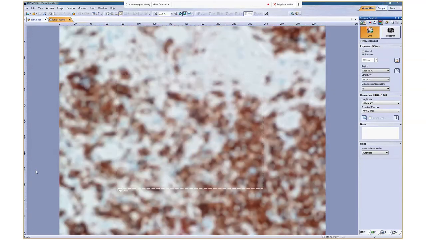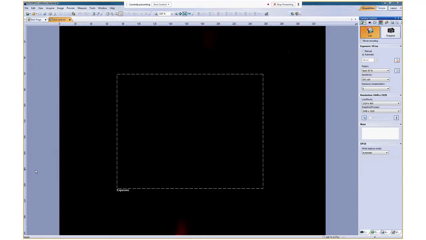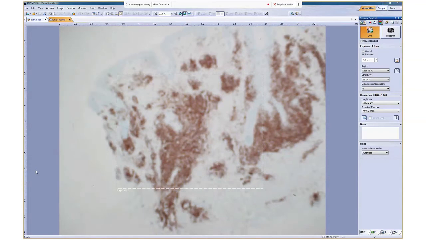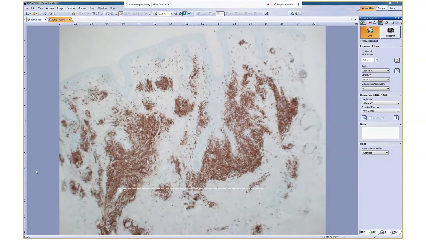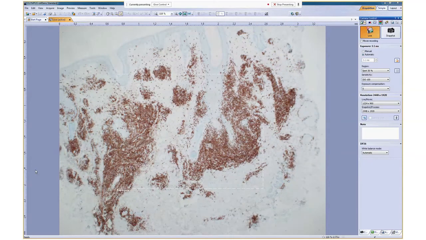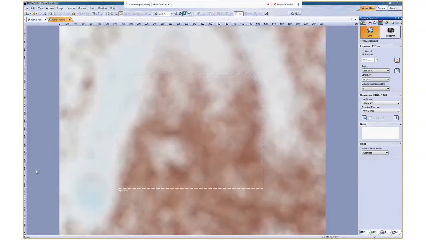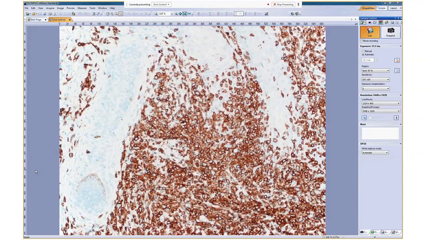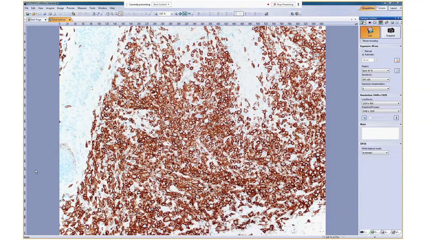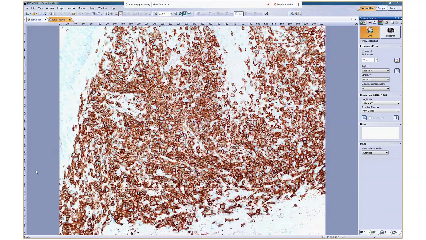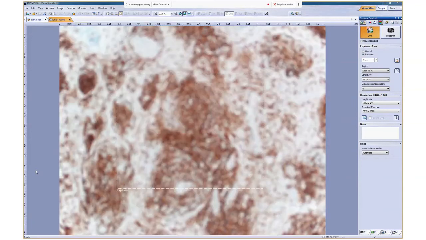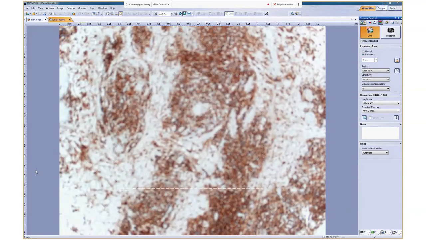And CD5 is also positive to a similar degree. This is the CD5. If we go in on higher power, focus in, you can see once again the same range of cells and distribution of cells as positive with CD5. Now let's look at the CD4 and the CD8. This is the CD4. Now this is a CD4 predominant T-cell lymphoproliferative disorder.